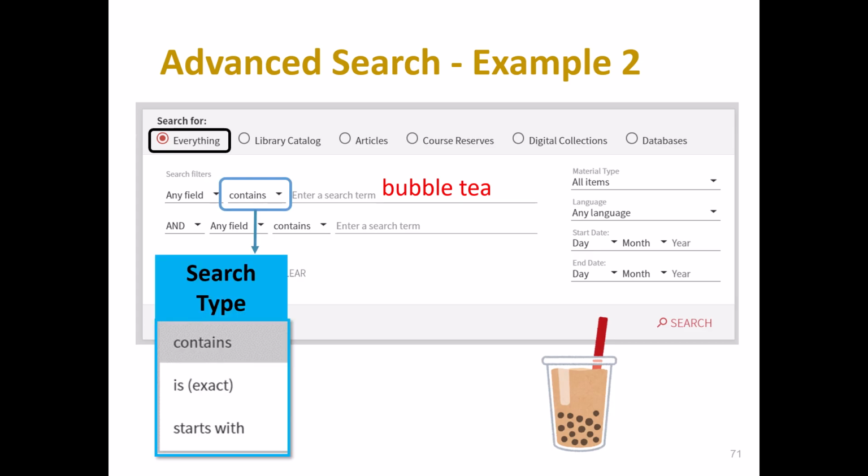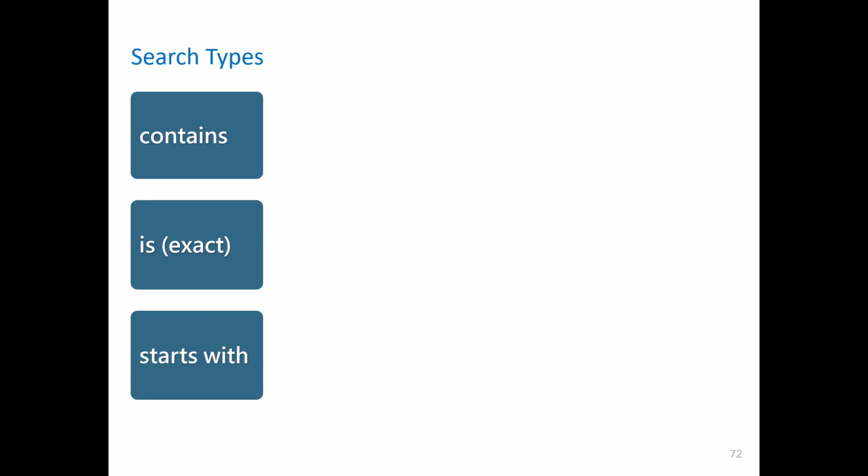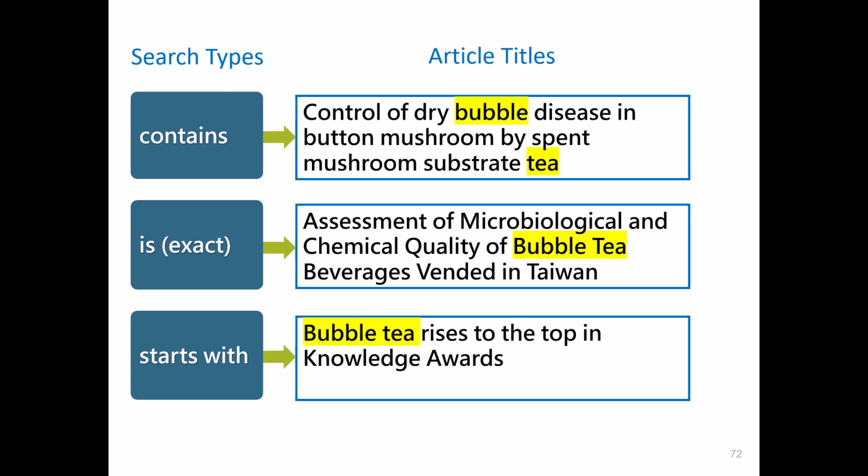Now, I would like to elaborate the difference among three search types. Contents is exact, starts with. By using different search types, the search results may turn out differently. On the right-hand side, there are three article titles. You may notice that bubble tea appears differently in the three titles.